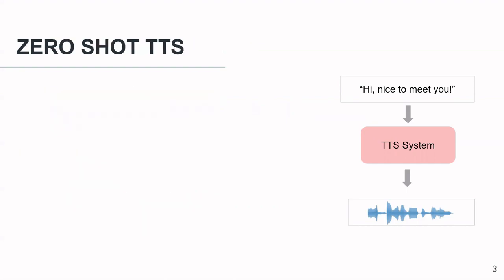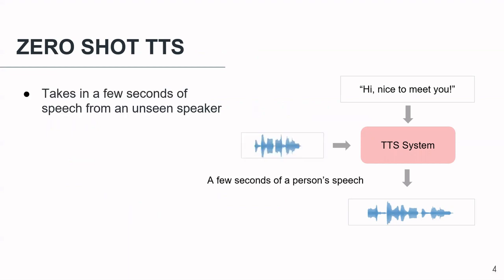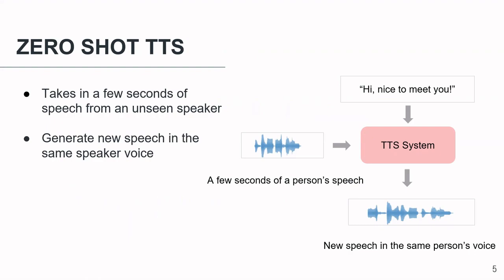Zero-shot TTS differs from traditional TTS in that it requires an additional input, which is a few seconds of a speech recording from a speaker, and this speaker can be a speaker that is not seen during the training stage of the TTS. By taking in this extra input, zero-shot TTS can generate new speech using the same speaker's voice.